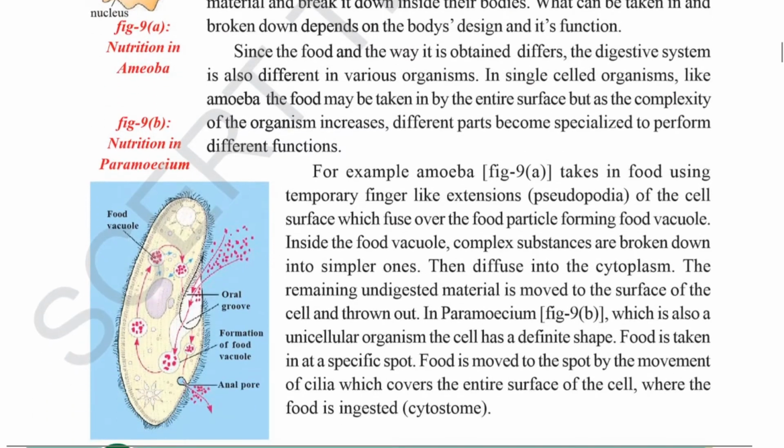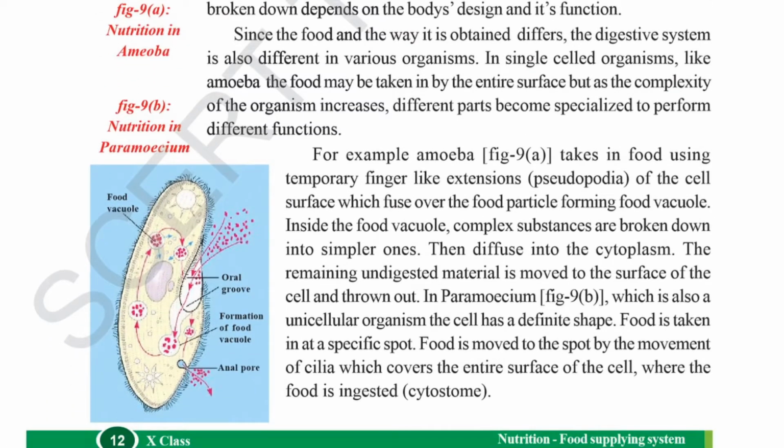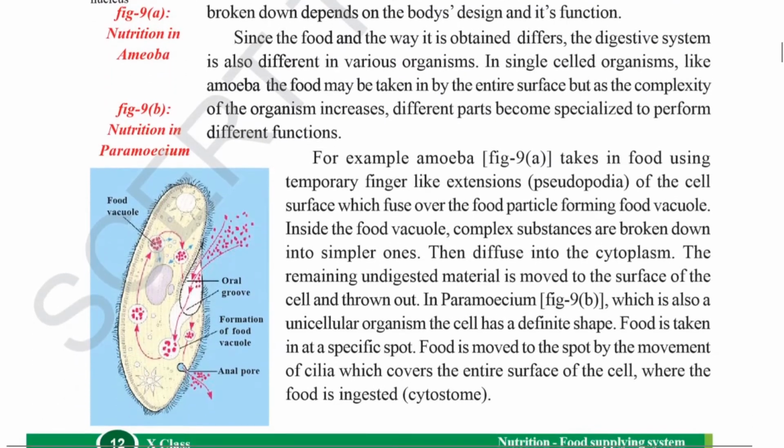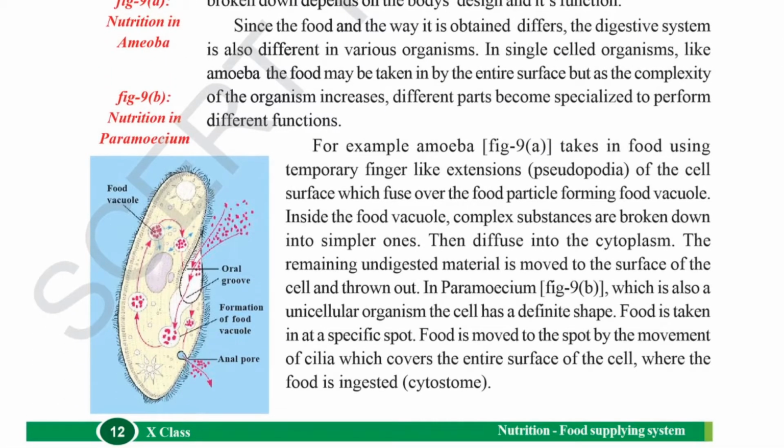Whereas another nutrition which is taking place inside the paramecium, which has a definite shape, and all over the paramecium cilia are present, and it has a particular mouth-like oral groove from where it takes food material, and it can't take from anywhere. But whereas in amoeba it can take from anywhere, from any side of its body it can take the food materials inside.